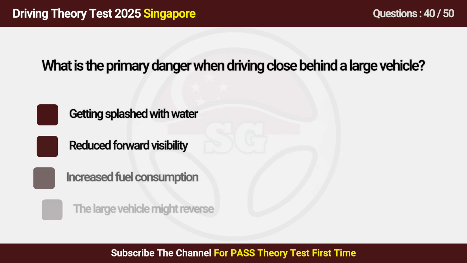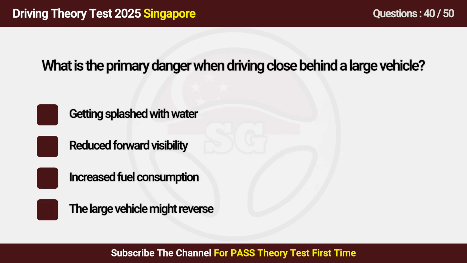Question 40. What is the primary danger when driving close behind a large vehicle? A. Getting splashed with water. B. Forward visibility. C. Increased fuel consumption. D. The large vehicle might reverse.